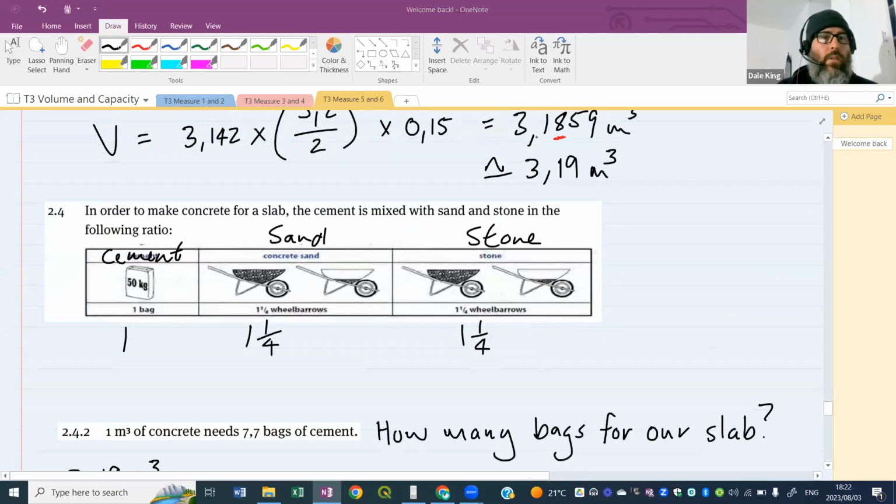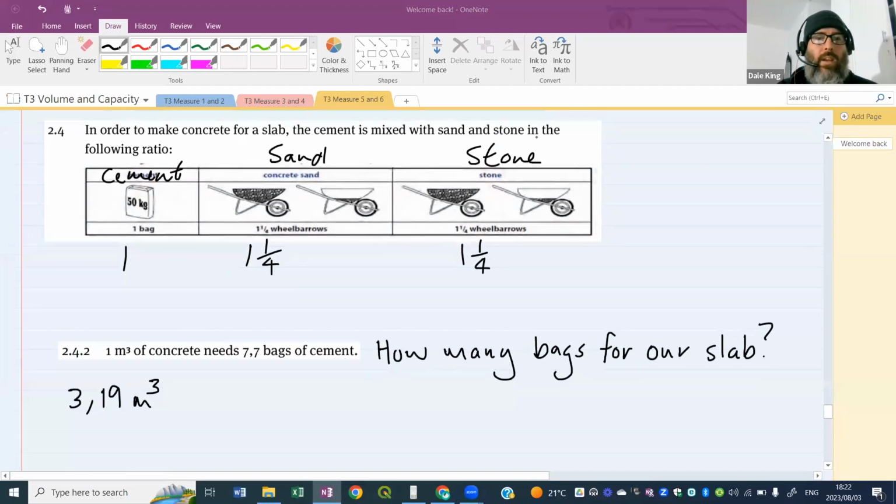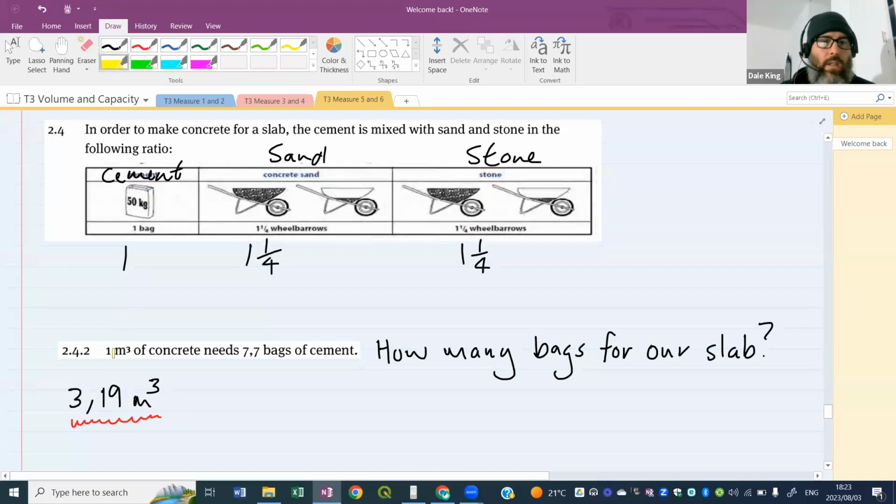2.4. So there's the diagram. All I've done is bring in the volume of concrete that we need for this slab, and they tell us that for 1 cubic meter of concrete, you require 7.7 bags of cement. So how many bags of cement for our slab? If 1 cubic meter needs 7.7 bags, and our concrete is 3.19 cubic meters, how many bags for our slab? Okay, let's see.